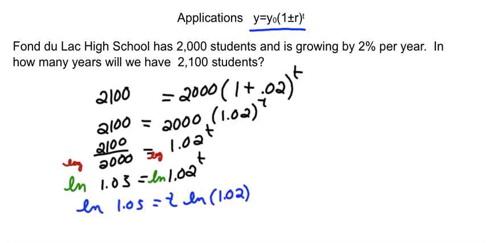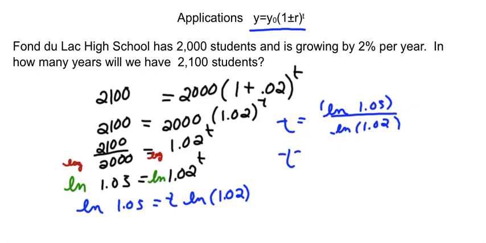I have one more step to solve, so I'm going to get t is equal to, I'm dividing by the natural log of 1.02 on both sides, so t equals the natural log of 1.05 divided by the natural log of 1.02, and those are two separate logarithms. Make sure I did that right. I'm going to look back. So the natural log of 1.05 divided by the natural log of 1.02. I put those both on my calculator. I came up with 2.4638.